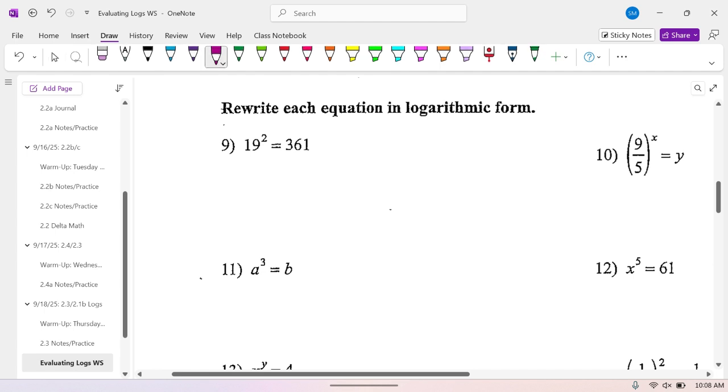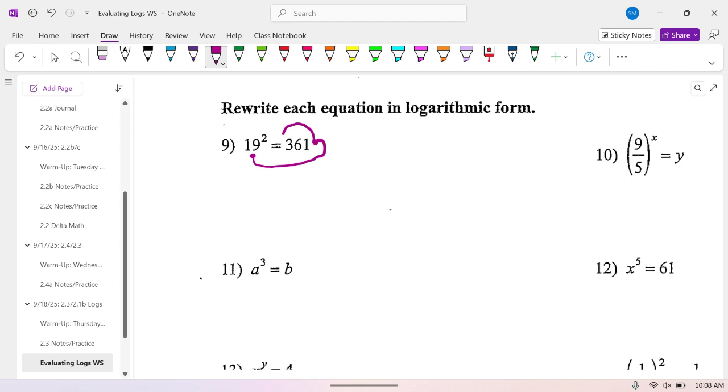So where am I starting, loggy froggy, at? The 19, that's the base. Where do I hit next? 361, then equal sign, then the exponent. So how do I write it? I need to write log first, then the 19 as a little number. What goes in the parentheses? 361, and it's equal to 2. And that's all you got to do.